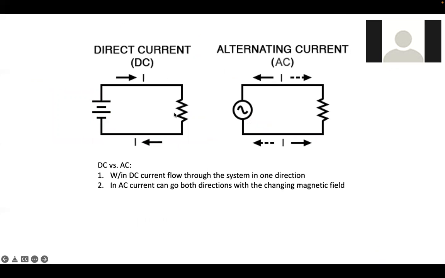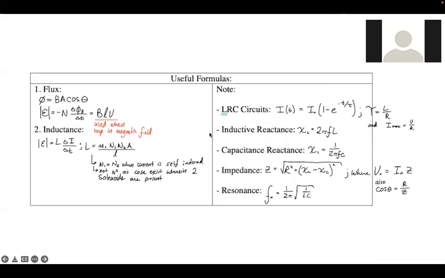DC versus AC. DC we're all very comfortable with now. It's just that the current will always be in one direction, and AC can fluctuate directions with the changing magnetic field. Here are our formulas. This is going to be the field times the unit area times the angle between them. Oftentimes B and A will be perpendicular to each other. And this is that special instance where it's a loop in the magnetic field. Other than that, inductance is not a formula we will probably use that much, but just in case you need it in your back pocket.